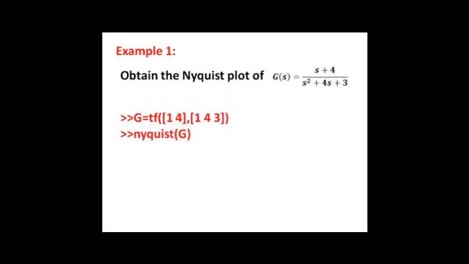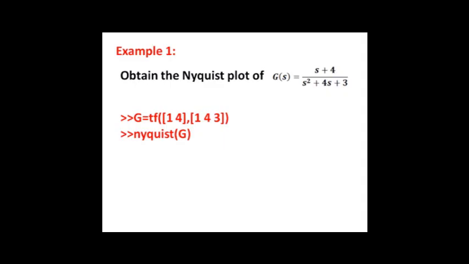Let us go through example 1. We would like to obtain the Nyquist plot of control system G of S equals S plus 4 over S square plus 4S plus 3. Enter the given transfer function using numerator and denominator coefficients, which are 1, 4 and 1, 4, 3 respectively. Use tf to enter the transfer function and assign it to workspace variable G.